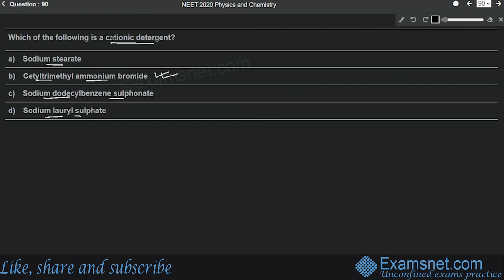Okay. Now let's have a look at the structure of cetyl trimethyl ammonium bromide. First we have a methyl group, then 15 times CH2, then a nitrogen having a positive charge, then 3 methyl groups added to this, CH3, CH3, CH3. Therefore, it is cetyl trimethyl ammonium bromide. So, one bromide ion is also there.